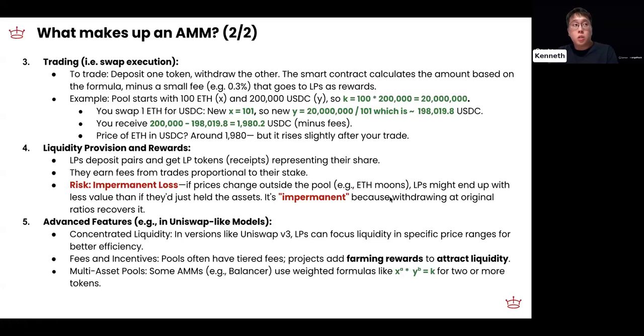It's impermanent because as price fluctuates, it may go back down to the original levels at which you deposited into the LP. Then of course, in terms of AMMs, there are advanced models that exist in the space. So it's not just the basic X times Y equals K formula. There are other things like multi-asset pools, such as Balancer protocol, which uses a weighted average function. And of course, you have advanced mechanisms such as concentrated liquidity and dynamic liquidity. Generally, these models also feature tiered fees as well as reward incentives to encourage users to provide LP and earn rewards.